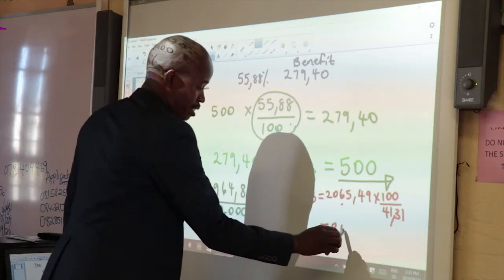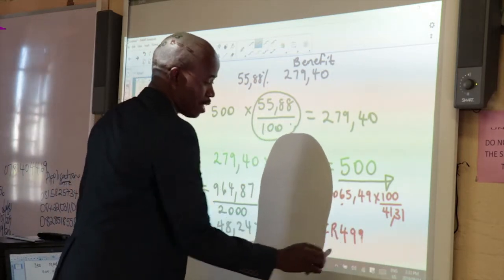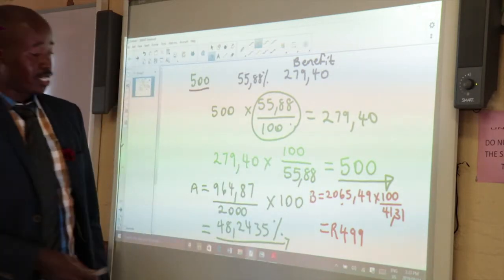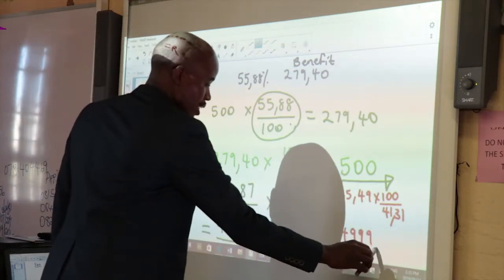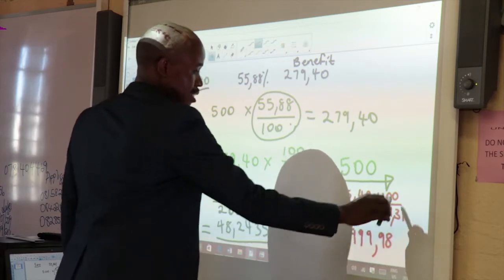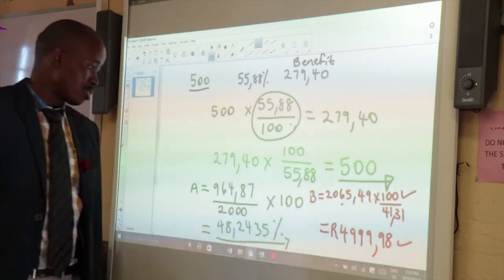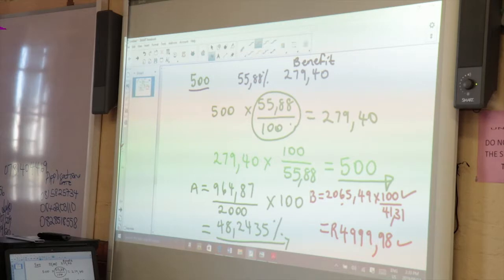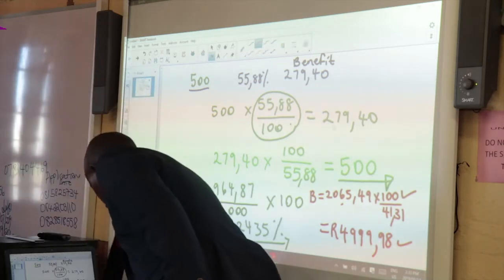4,999.98. Right, some learners will round off and write 5,000. Looking at the table, the nature of the table is rounding off values, so this will also be accepted. So we've calculated the values of A and P. I hope my colleagues are satisfied with that answer.